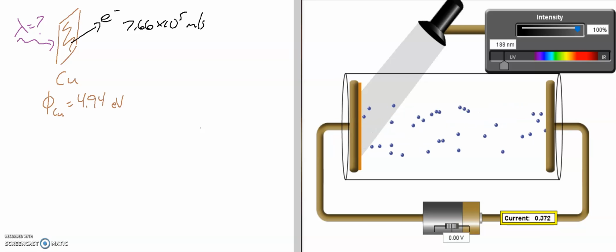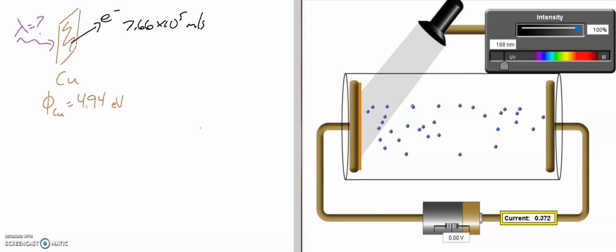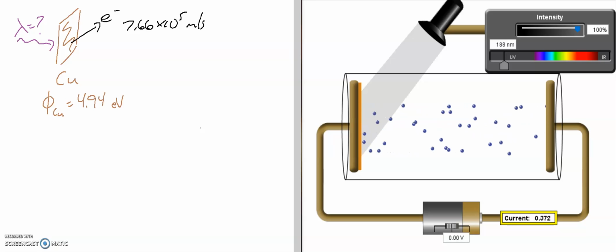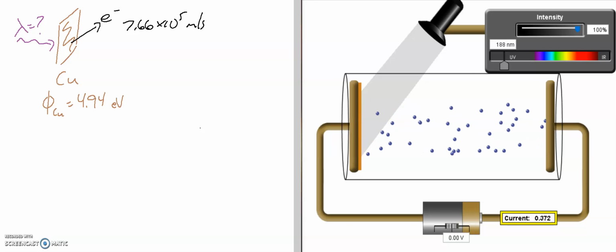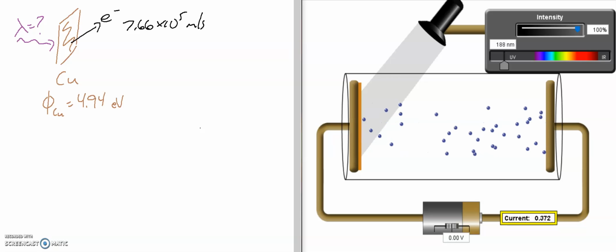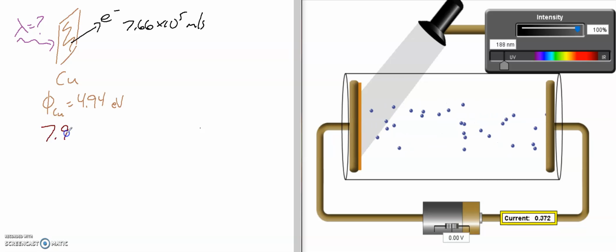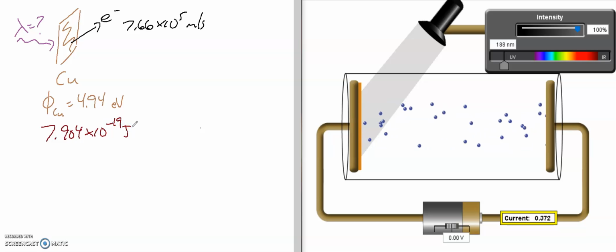So again, this is all about energies. So I'm going to try and find my energies as best I can. Now, first things first, I've got that 4.94 electron volts. I would definitely want to convert that into joules to make things a lot easier. So if I do that, that's like 7.904 times 10 to the negative 19 joules of energy. So there's my work function right there. So I had to convert that.